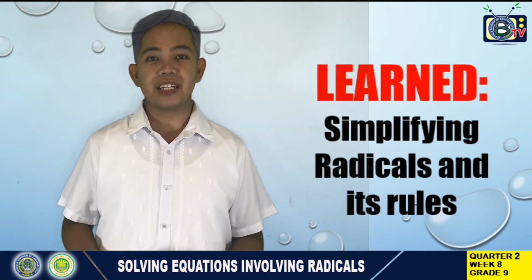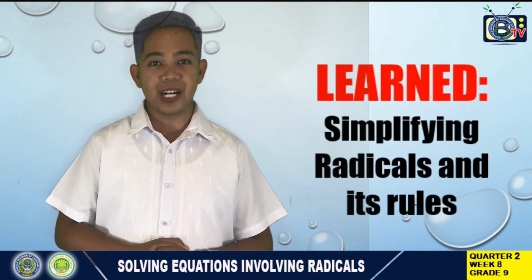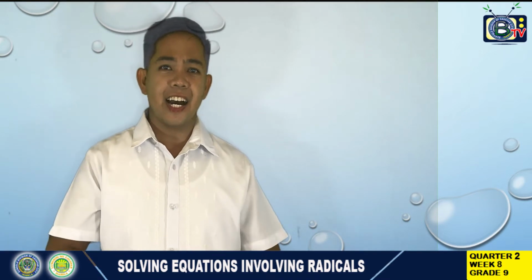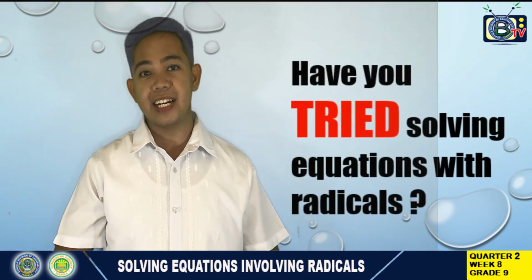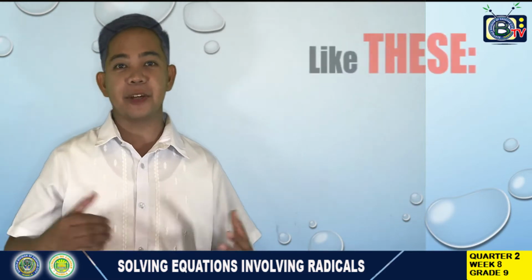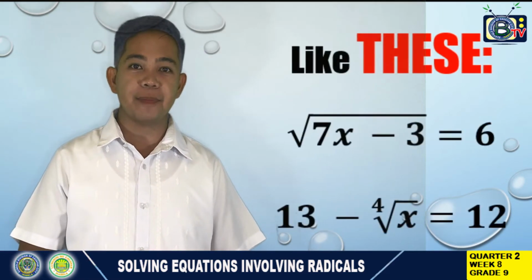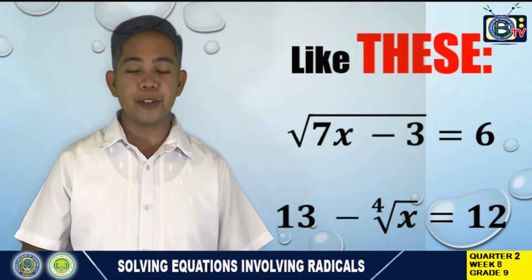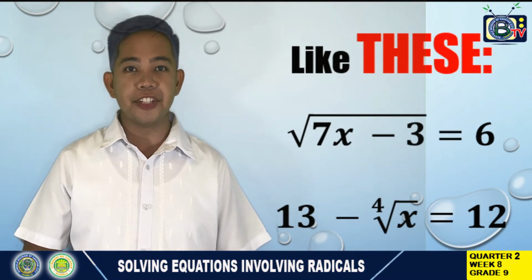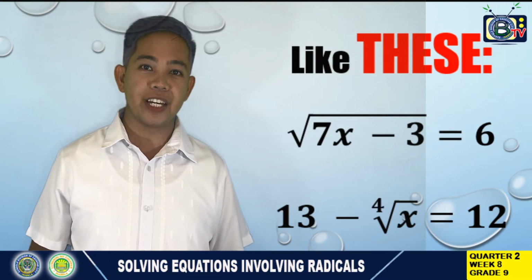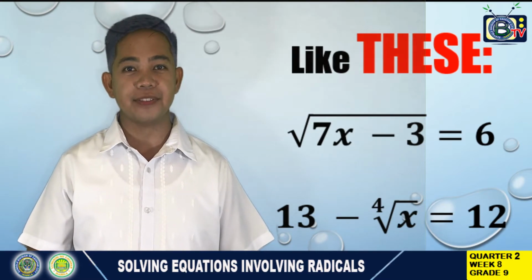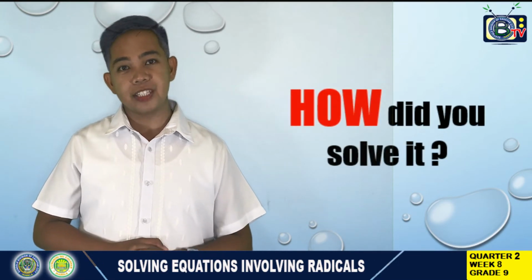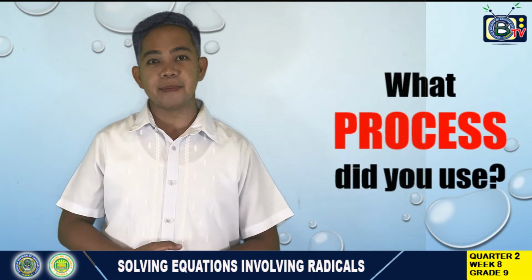In the past week, you have learned how to simplify radicals and its laws. In your own experience, have you tried solving equations with radicals? Like these equations: the square root of the binomial 7x minus 3 is equal to positive 6, and 13 minus the 4th root of x is equal to positive 12. How did you solve them? Did you find it difficult? What process or steps did you use?